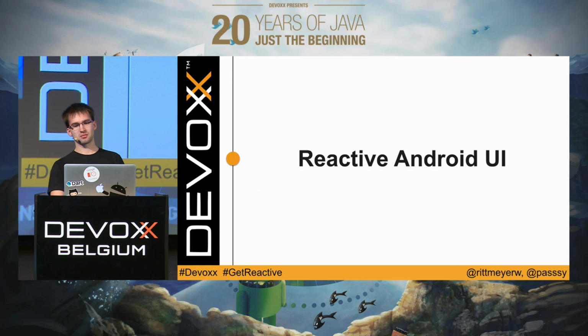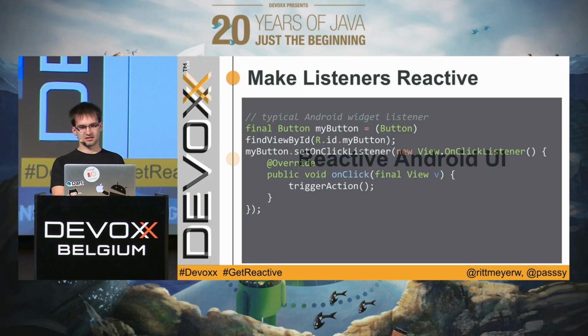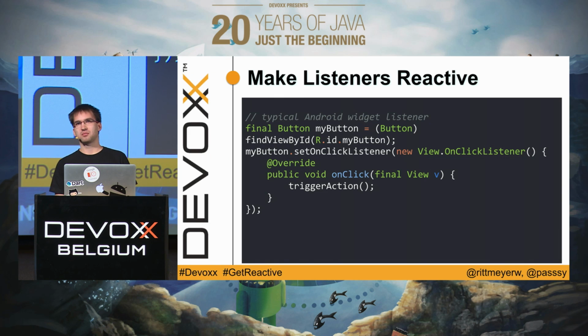So I will talk mostly about Android UI, because Android is Java. There are maybe some callbacks to the gyroscope or something else, but it's mostly about the UI. Okay, many of you will know this code. I just find a button on my UI and set a click listener. And when somebody taps this button, it triggers an action. Super simple. Of course, we can do this with RxJava.